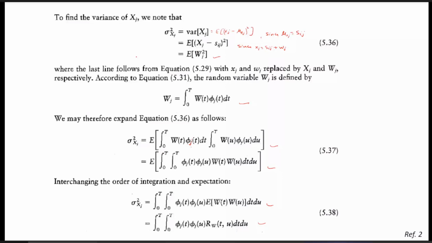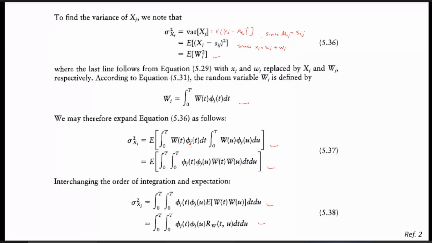Since Wj is defined as the integral of Wt phi j t, because once the noise passes through the correlator, the output from the jth correlator will be the integral from 0 to T of Wt phi j t. Hence, the expected value of Wj square is the expected value of the integral of Wt phi j t dt, and here we can take another dummy variable, the integral of Wu phi j u du, and this we can write as the double integral of phi j t phi j u Wt Wu dt du.